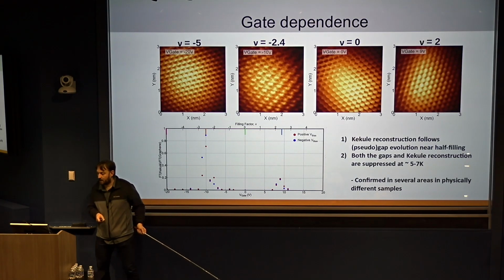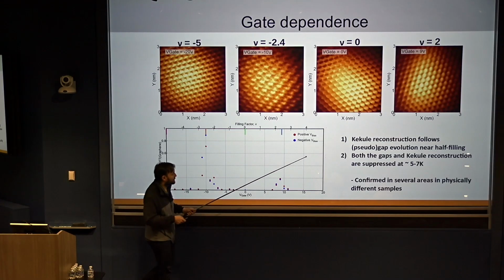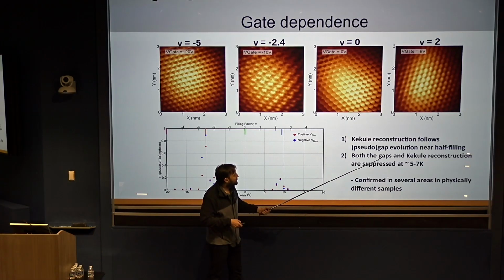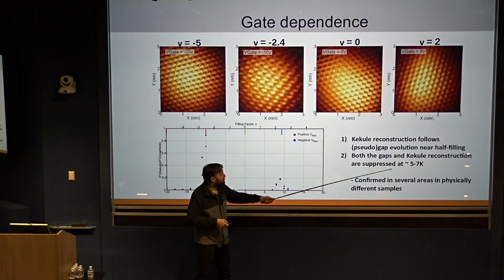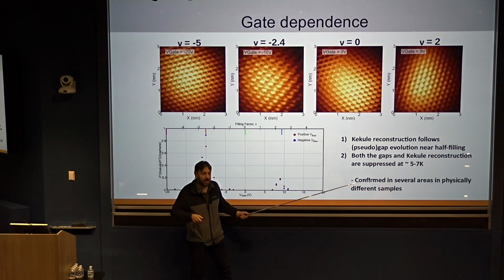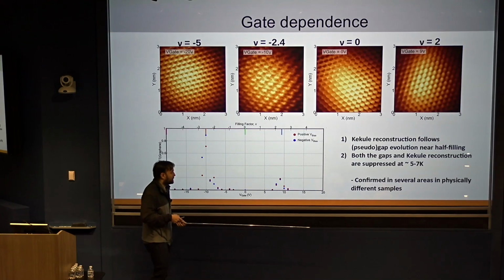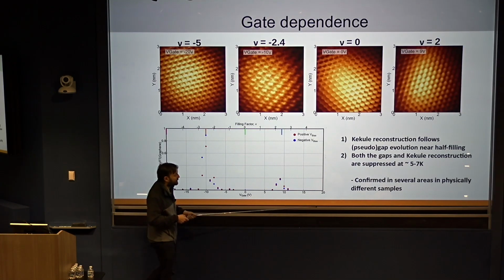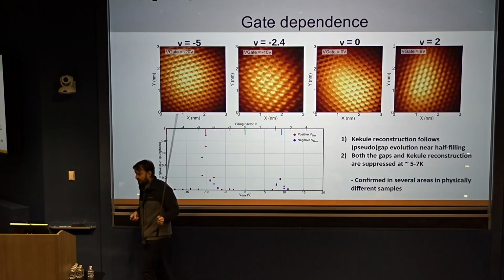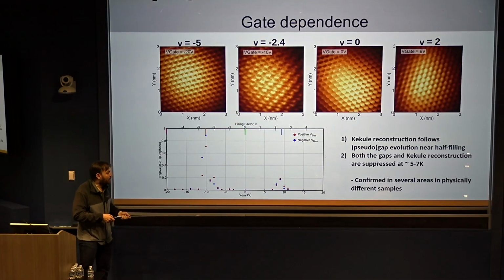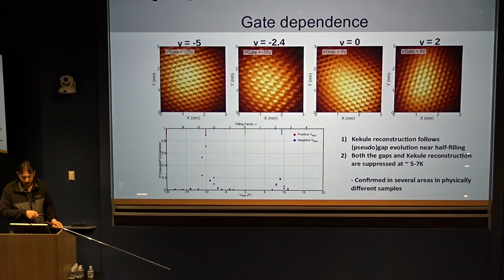What's interesting about this reconstruction, and I'll mention this also later, one thing just to link it to that gap, and this will be relevant for later: both these gaps and this Kekulé reconstruction are suppressed by 10 Kelvin. Depending on where you measure, it can be between 5 and 7 Kelvin. It depends on the position on the samples, and we actually have a lot of samples and many more areas where we saw this. So this is a pretty generic observation.